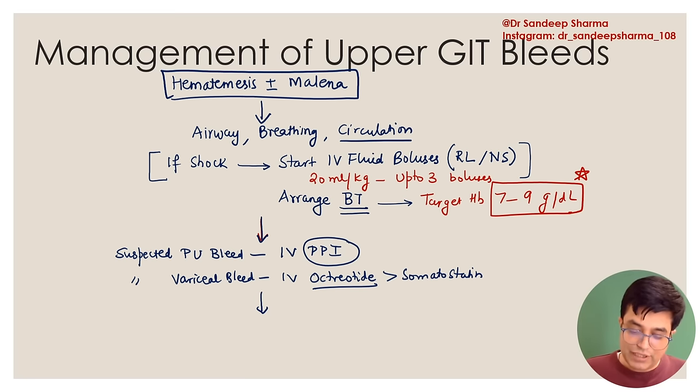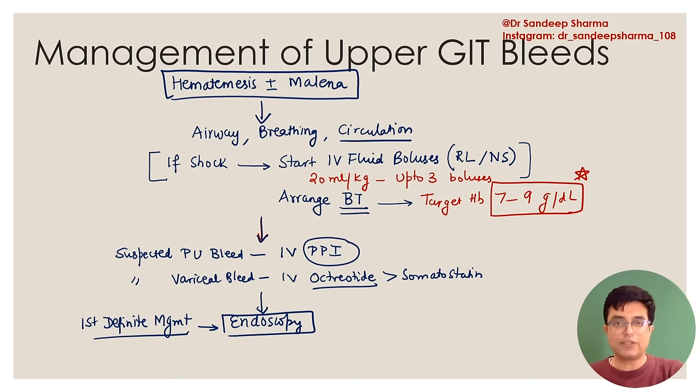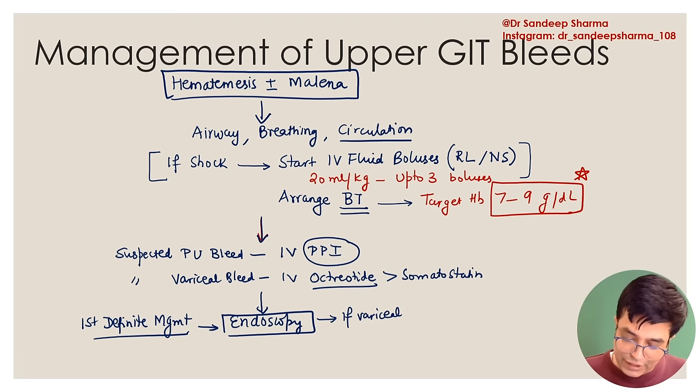And what is the first definite management? The first definite management to be done in these patients will be endoscopy. So what is the therapeutic procedure of choice in any upper GI bleed, whether it is peptic ulcer or variceal, kyunki dono mein distinguish bhi to yahi karega, that is endoscopy. And in endoscopy, if you find variceal bleed to be present, to kya karenge? You will perform a procedure called endoscopic variceal ligation, ligate kar denge, tie kar denge usko.